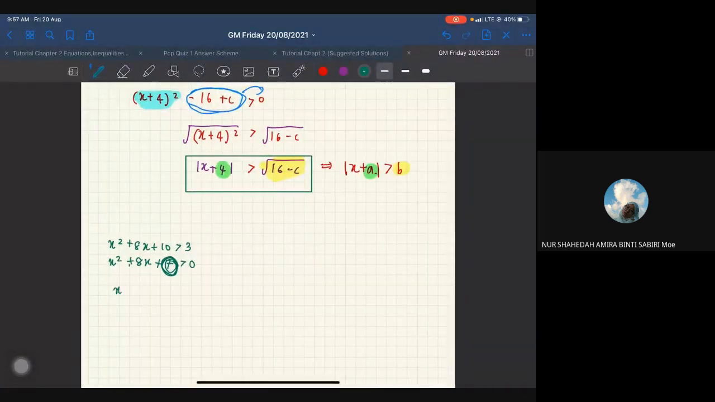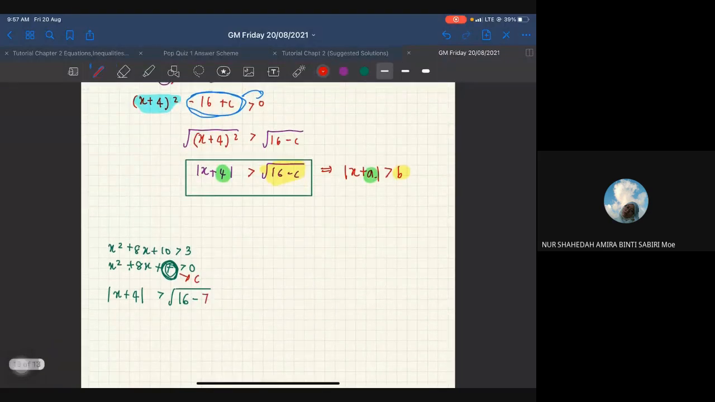Okay, so sekarang awak akan dapat apa? So you have modulus of x plus 4 greater than 16 minus 7 is 9. Okay, so 9 is equal to? 3. Okay, greater than 3. Sampai situ. Okay, so soalan cakap nak apa tadi? Find the interval of x.